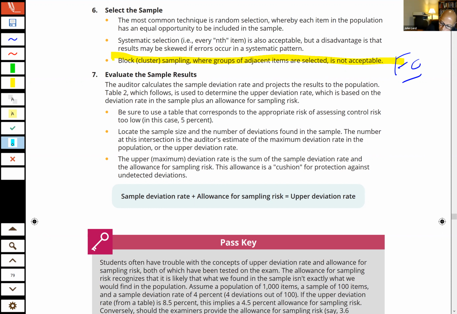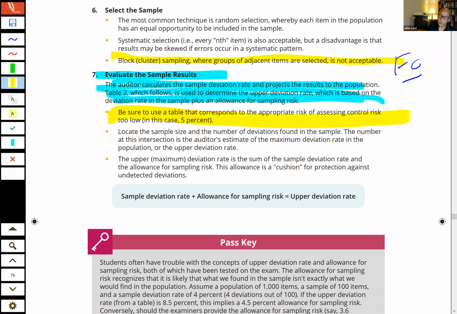Okay, all right, good. Now we evaluate the sample results, and we're going to go to this table on the next page, table 2, and we're going to find something called the upper deviation rate, okay? And we want to be sure that if we pulled the sample from, say, the 5% risk of assessing control risk too low, the 95% confidence level, we evaluate the sample results on a 5% table.